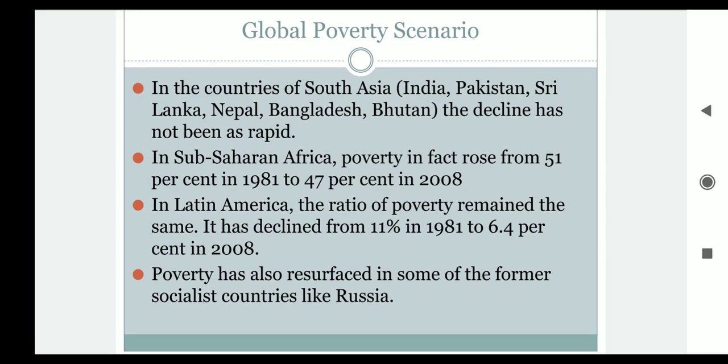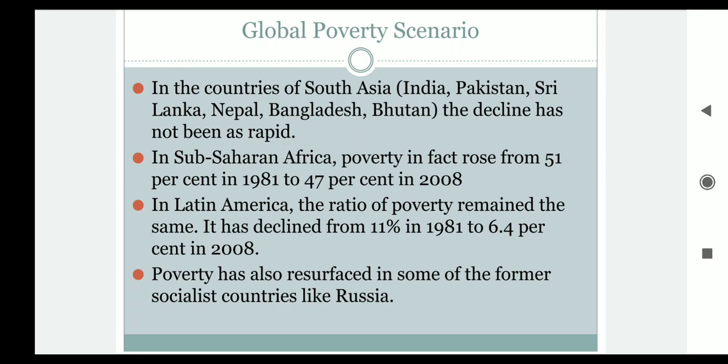In the countries of South Asia like India, Pakistan, Sri Lanka, Nepal, Bangladesh, and Bhutan, the decline has not been as rapid. In sub-Saharan Africa, poverty in fact rose from 51% in 1981 to 47% in 2008. In Latin America, the ratio of poverty has declined from 11% in 1981 to 6.4% in 2008.